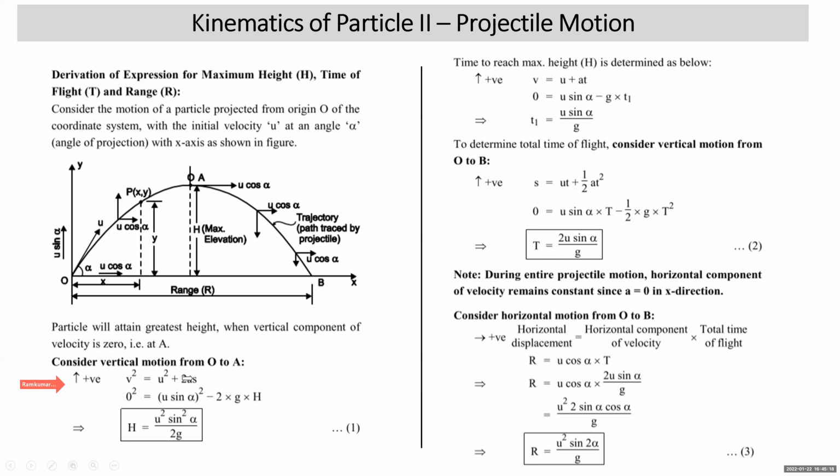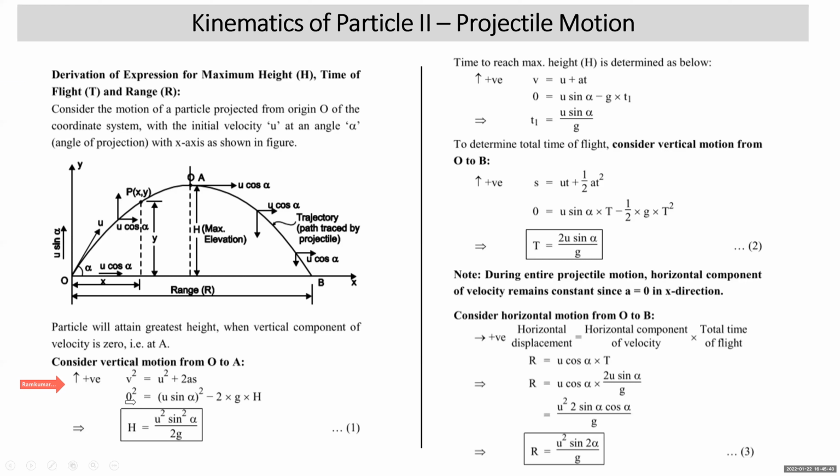You are considering vertical motion from O to A. All right. At A, we understand vertical component velocity is 0. If I'm considering vertical motion, then don't think about horizontal components. Only vertical components will be considered. All right. Now, as vertical component velocity is 0, you are looking for maximum elevation.